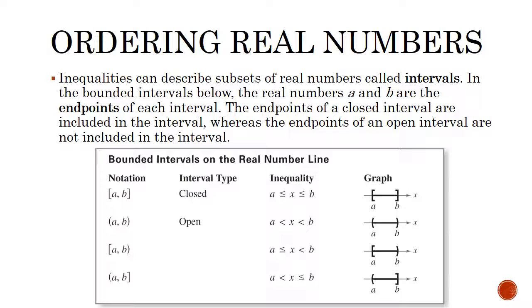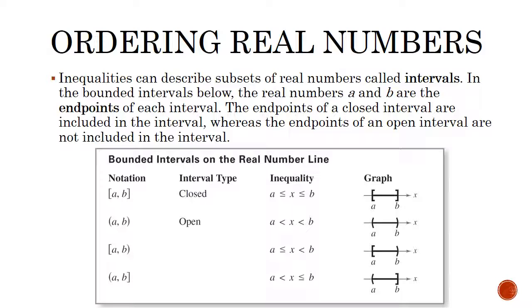Okay, let's look at this chart here. Notice in all of these, A is the lower point, B is the higher point. The first notation, you have A comma B in a set of brackets. This is called a closed interval. The reason it is closed is it has a definite start. It starts exactly on A, and a definite end. It stops exactly on B. Using inequality symbols, we would write this as A is less than or equal to X, which is less than or equal to B.